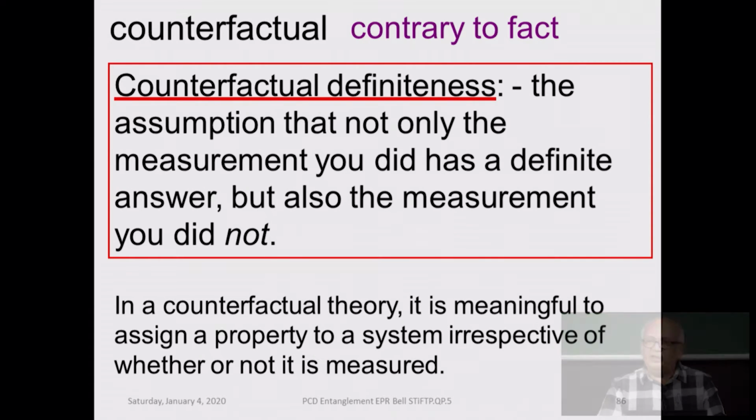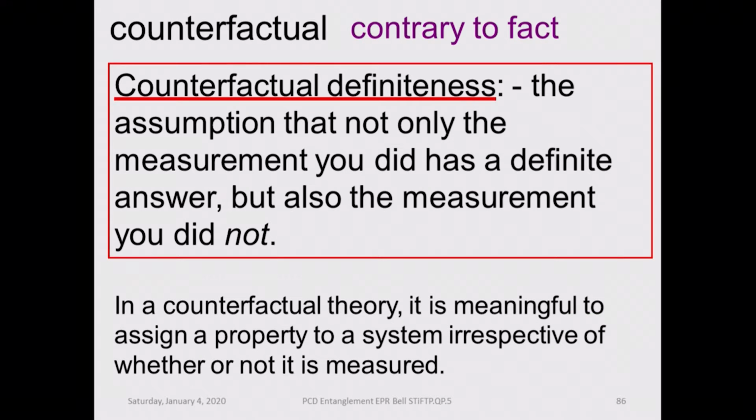So, in a counterfactual theory, it is meaningful to assign a property to a system whether or not you measure it. If you measure it, you have an answer. If you do not measure it, you can still stipulate that an answer exists. The moon is there even if you do not see it. But unless you do a measurement, you cannot really answer it. So, these are the 2 sides of the debate.